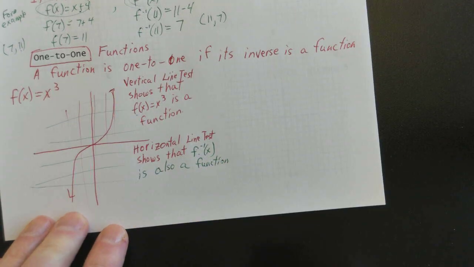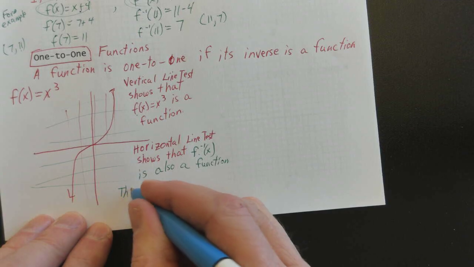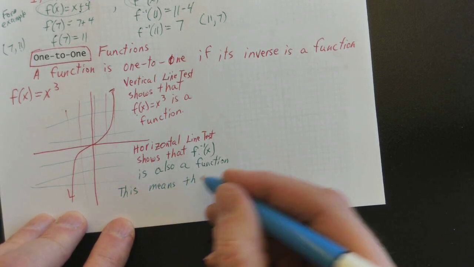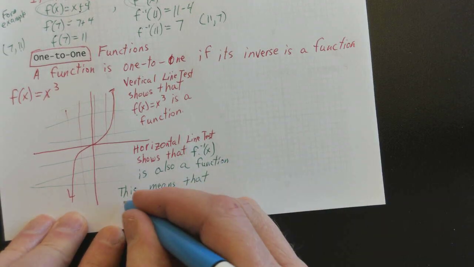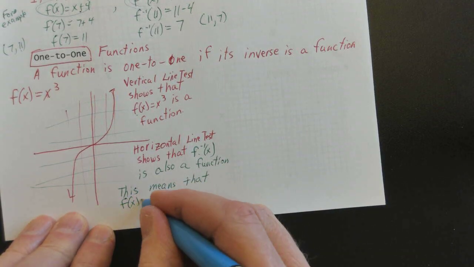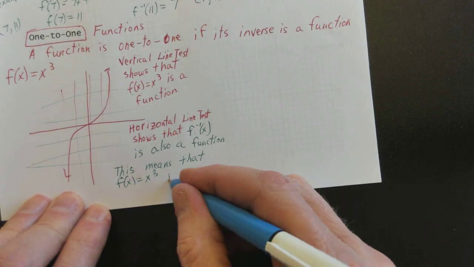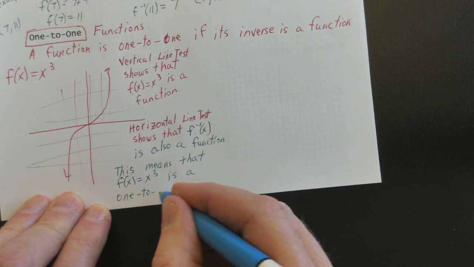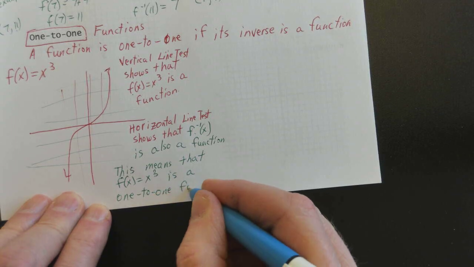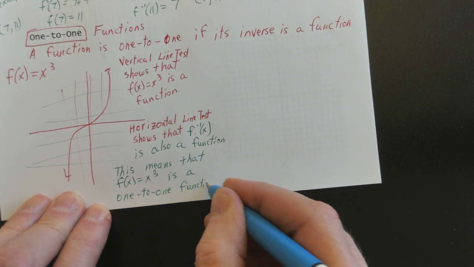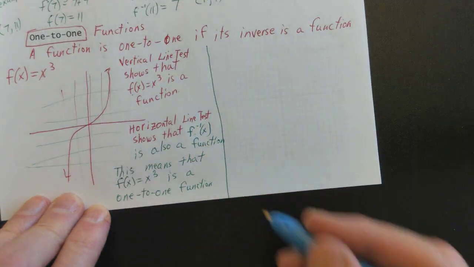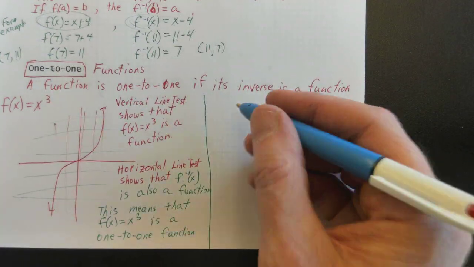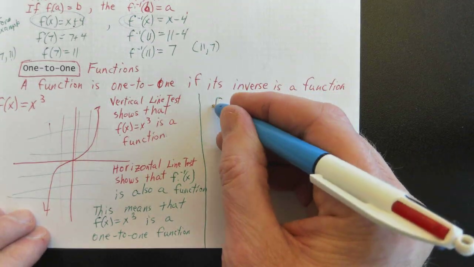When that is the case, this means that f of x equaling x cubed is a one-to-one function. Okay? Let's just look at another example.